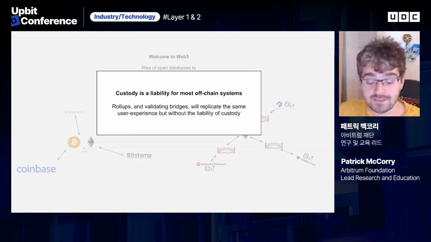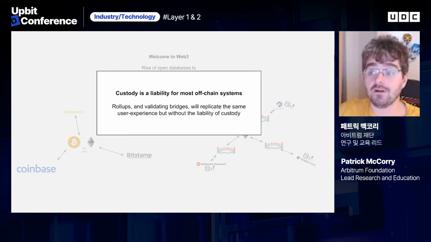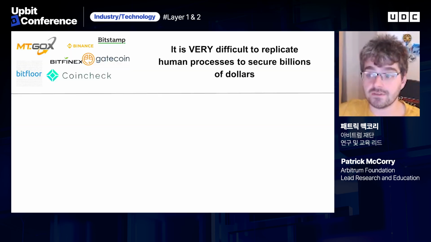And I believe this is really exciting because custody is a liability for most off-chain systems. If I were to ask you to raise your hand, would you want to run a startup that had to protect $1 billion? Or would you want to have a startup where the tech stack protects $1 billion? Everyone will raise their hand for the tech stack. We want software and not humans to protect these users, folks.